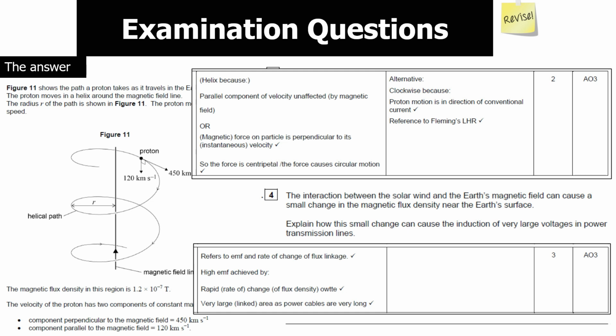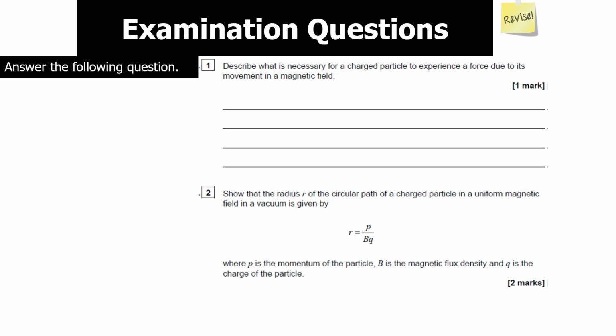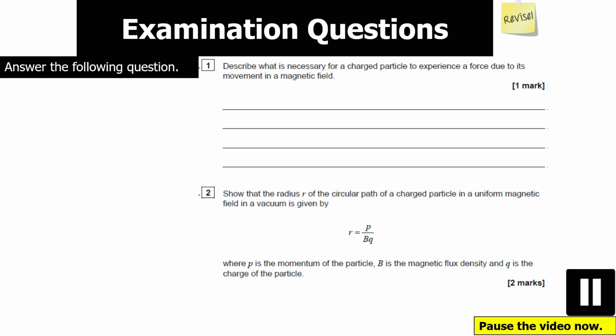The next question says, describe what is necessary for a charged particle to experience a force due to its movement in a magnetic field. Then show the radius of a circular path of a charged particle in a uniform magnetic field in a vacuum is given by the equation r equals p over BQ, where p is the momentum of the particle, B is the magnetic flux density, and Q is the charge of the particle. So pause the video now, then unpause the video when you want to go through your answer.